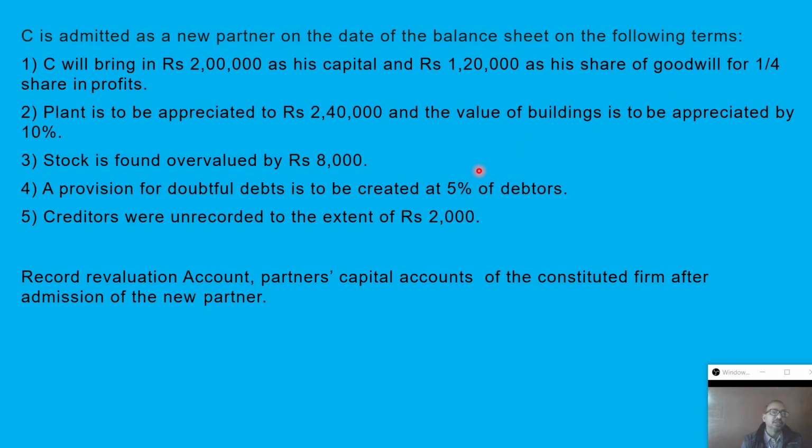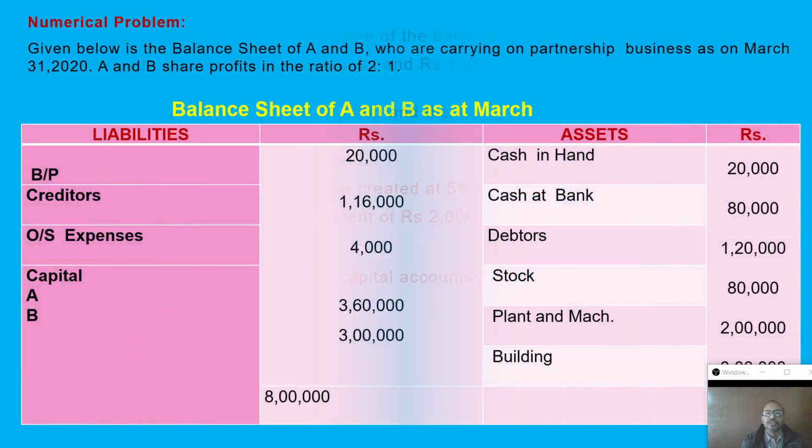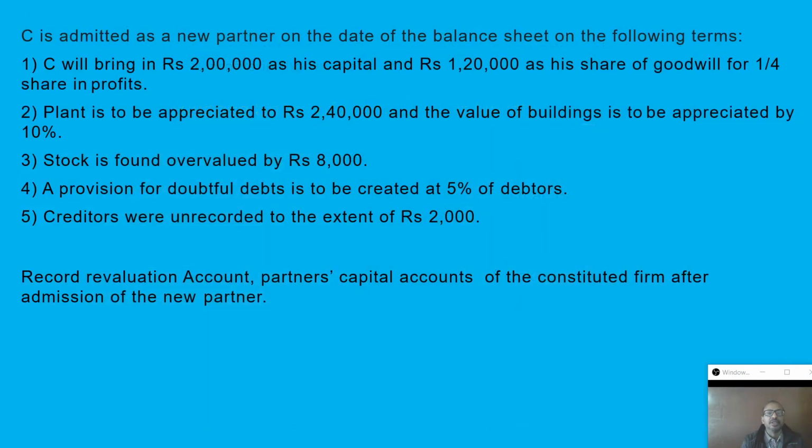Other terms and conditions, condition number 2: plant is to be appreciated to rupees 2,40,000. So the plant value increases to 2,40,000. We will compare with the old balance sheet. In the old balance sheet the plant value is 2 lakh, and now it is 2,40,000. So we can say 40,000 value increases, and we know the entry: plant account debit to revaluation account. So in revaluation it will come on the credit side.